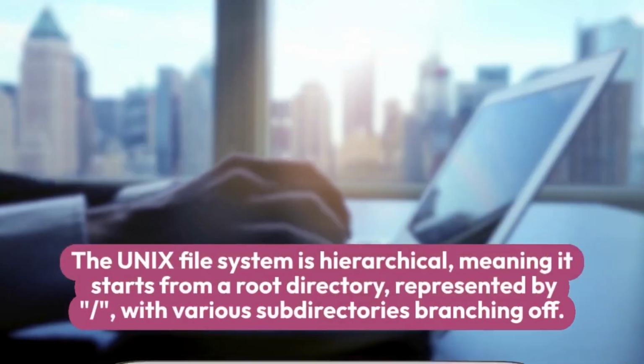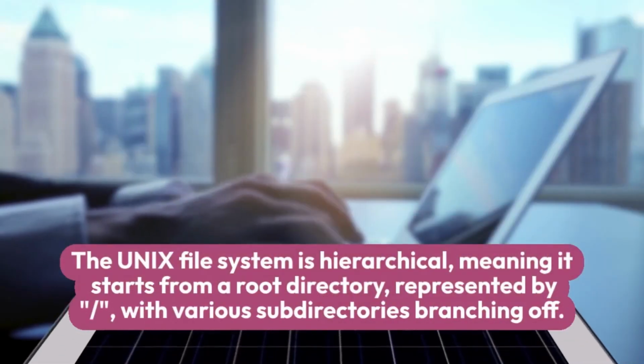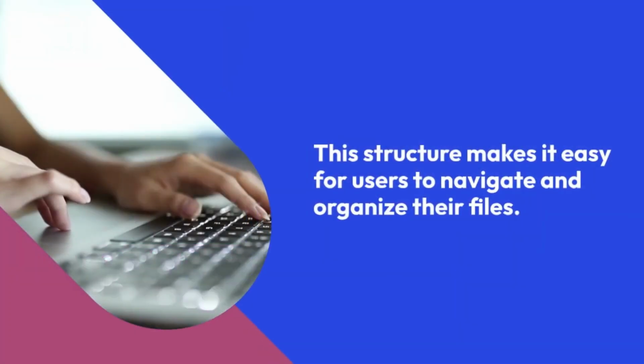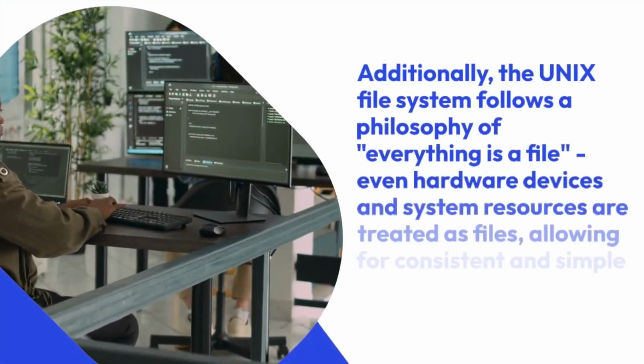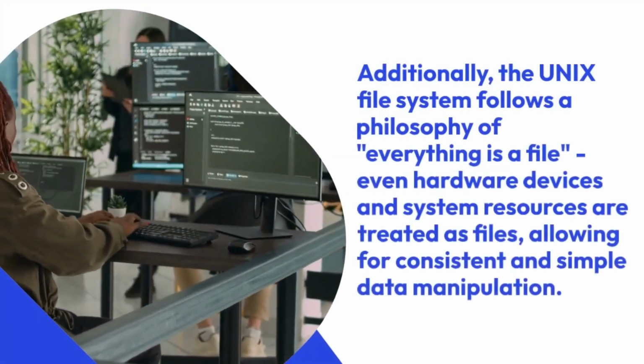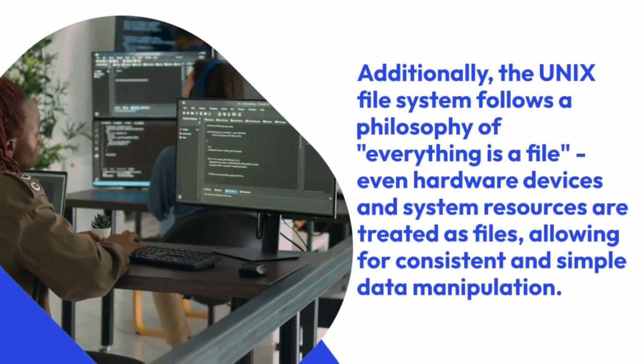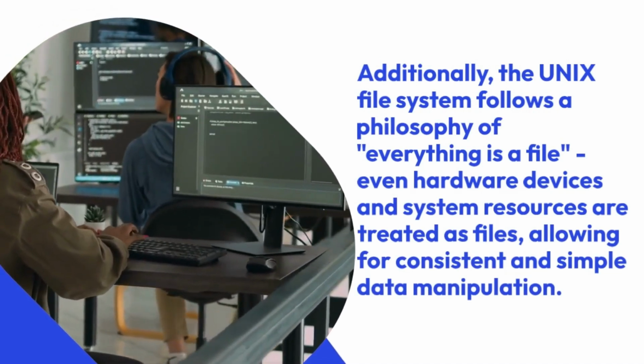The Unix file system is hierarchical, meaning it starts from a root directory, represented by a slash, with various subdirectories branching off. This structure makes it easy for users to navigate and organize their files. Additionally, the Unix file system follows a philosophy of everything is a file. Even hardware devices and system resources are treated as files, allowing for consistent and simple data manipulation.